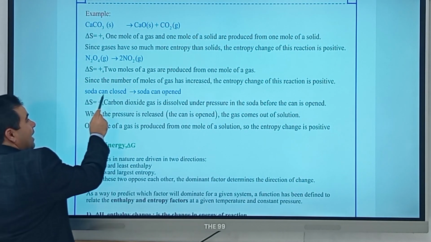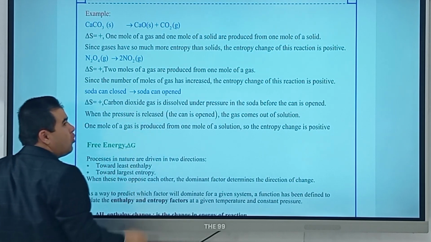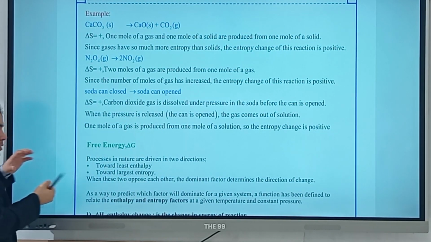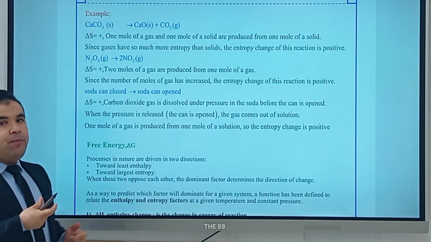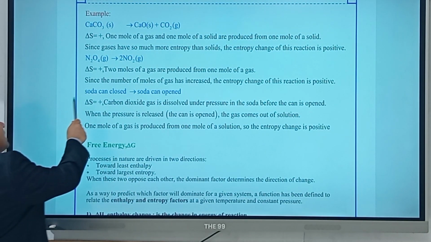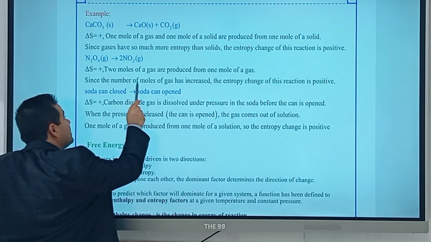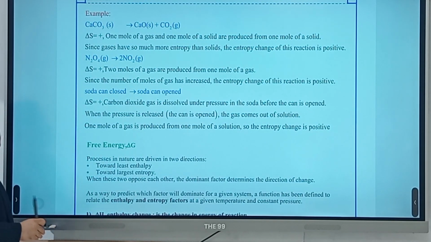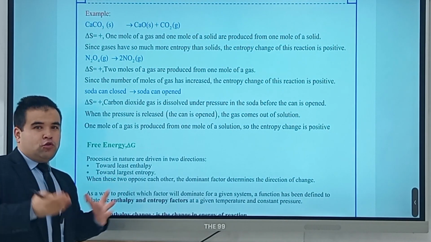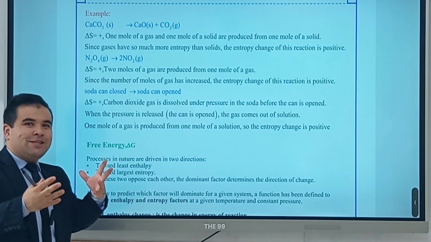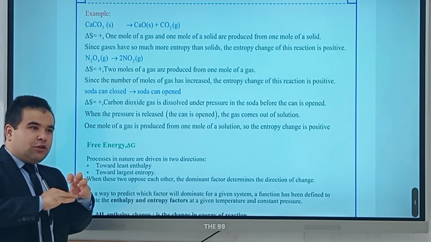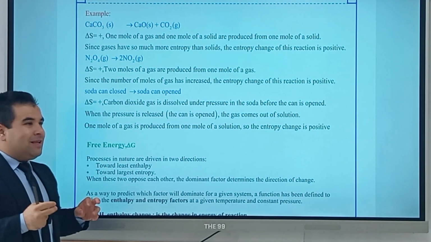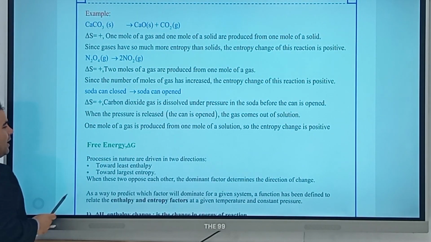A soda can closed goes to the soda can open. A closed can of carbonated beverage with the opened can of the carbonated beverage. Guys, as we open the can, what will happen to the movement of the CO2 in the can? It increases, escapes to the surrounding. So from the aqueous, it goes to the gases. That's why it has a positive entropy.